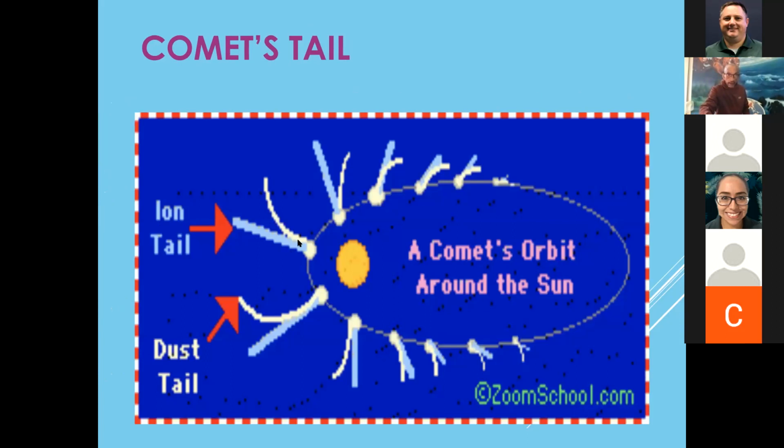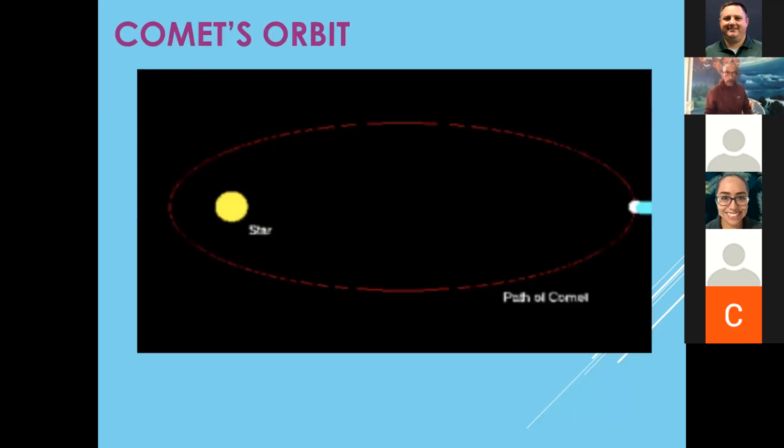As you see here, the tail is facing away from the sun as it moves around in its orbit, okay? And you can see here in this image that the two tails do appear, the ion tail and the dust tail. The comet's orbit is elliptical around the sun.